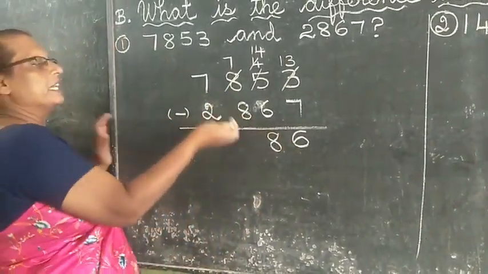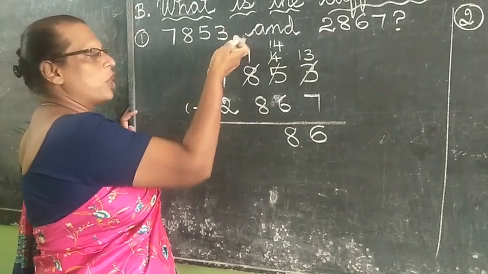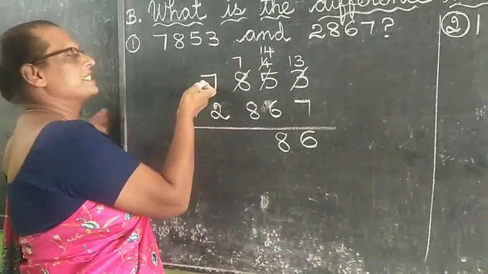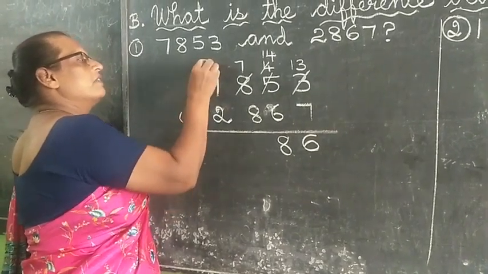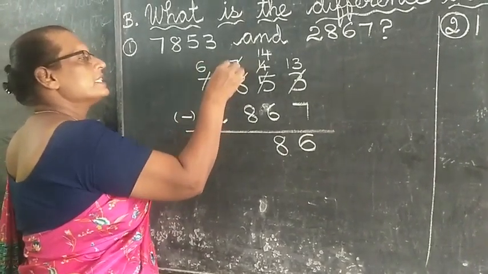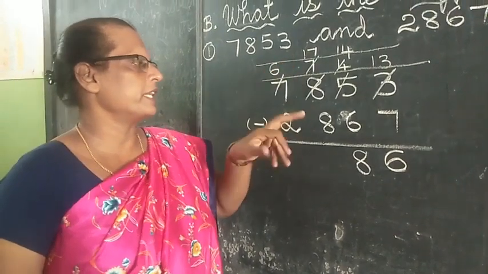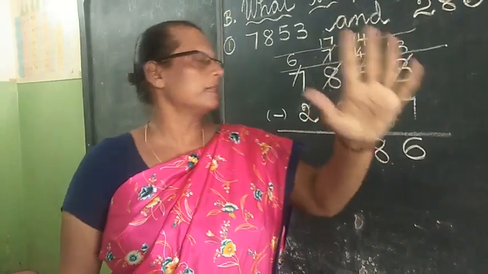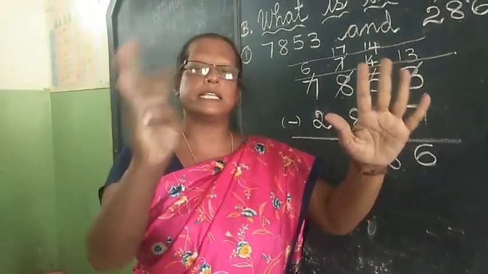And again see here also 7 is smaller number than 8. So what you have to do? We have to borrow from the previous number. This is 7. So the 7 will become 6 and this 7 will become 17. If you count up to 17, after 8 what will come? 9, 10, 11, 12, 13, 14, 15, 16, 17.